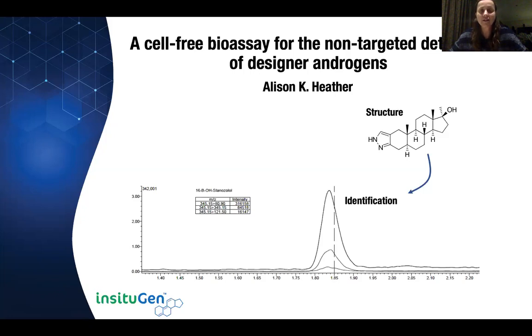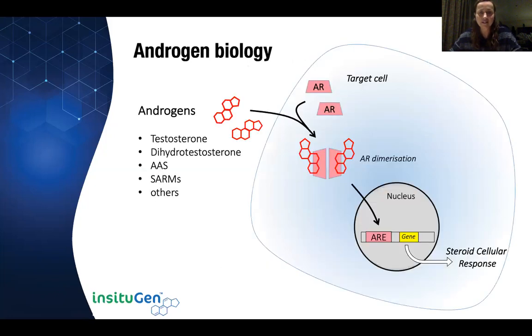And so what is needed is a high throughput, non-targeted test for the detection of designer androgens. In my lab, we have developed such a test. We don't base our test on androgen structure, but on androgen biology.